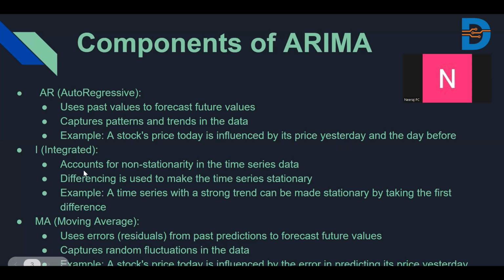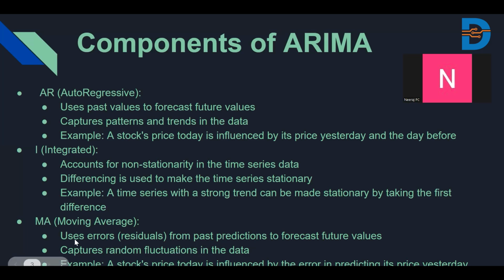Integrated stands for accounting for the non-stationarity in time series. Differencing is used to make the time series stationary. The most key word here is that we have to make this data stationary. That is when this ARIMA model can be built. For example, a time series with a strong trend can be made stationary by taking the first difference.